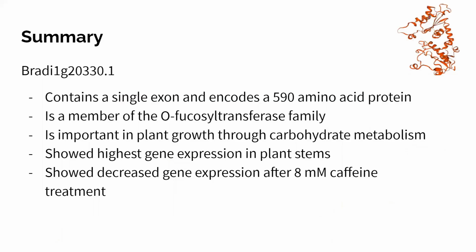Throughout this entire lab and our experiment, we did learn a lot about our gene. We learned that it contains a single exon and has about 590 amino acid protein. We learned that it is indeed a member of the O-fucose transferase family, which is very important in plant growth through carbohydrate metabolism. And then we learned that it showed the highest gene expression in plant stems. So from that, we ran our experiment to compare controls and treated plants. And of course, the treated plants showed decreased gene expression in the stems compared to the control plants, which kind of supported our hypothesis, although results may not be the best.